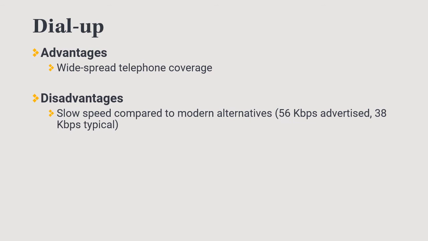The advertised rate for most dial-up connections is 54 kilobytes per second. Typically, what you're going to see is more around the neighborhood of 38 kilobytes per second. And so, as we'll see as we go on to some of these other ones, that is not the kind of speed that we would want to use to try to use modern networking.